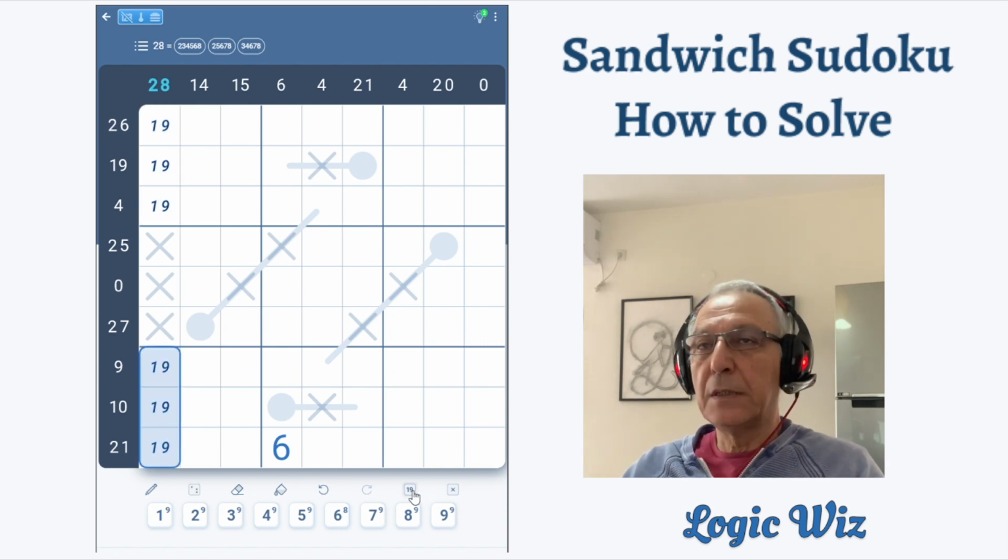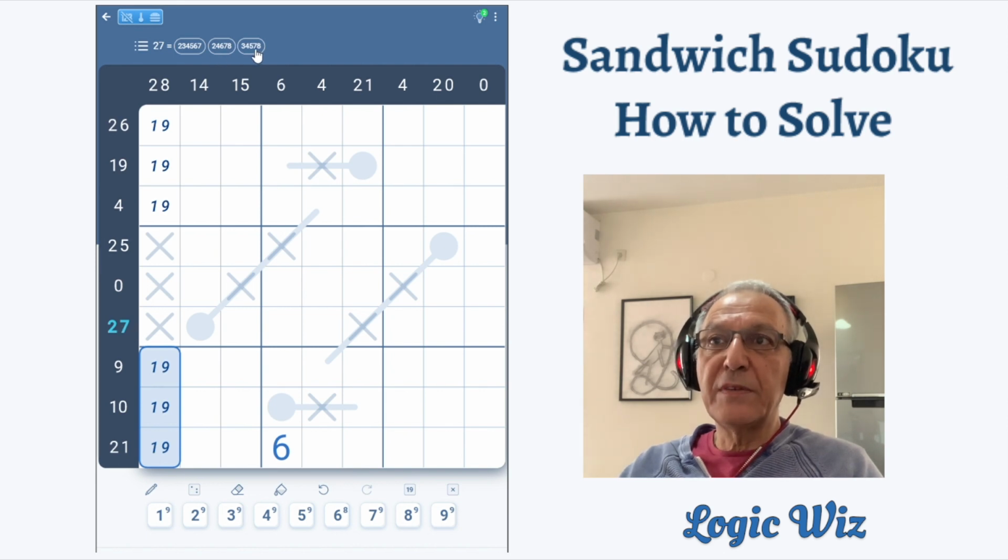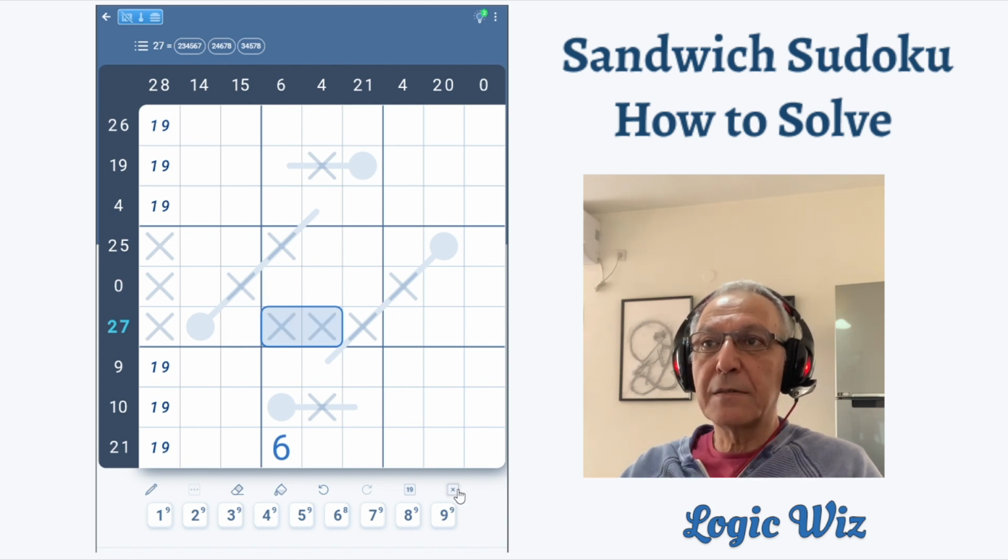We don't know which one is the 1 and 9, but they're optional. The second largest number is 27. Again, 5 and 6, the same logic exactly. Those 3 cells cannot have the 1 and 9. I mark them with an X.